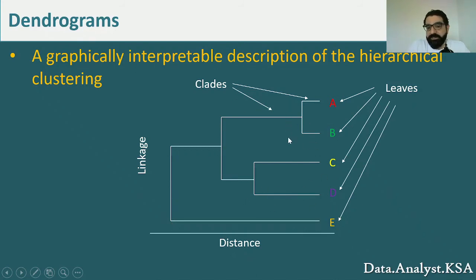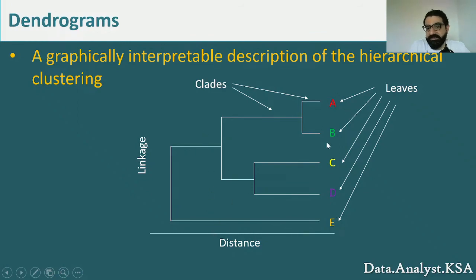So I can end up with this point where I have 4 clusters. One cluster is A and B, another cluster is C, another cluster is D, another cluster is E. I can cut from here and have 3 clusters. One is A and B, one is C and D, and one is E. I can cut here and I end up with 2 clusters.